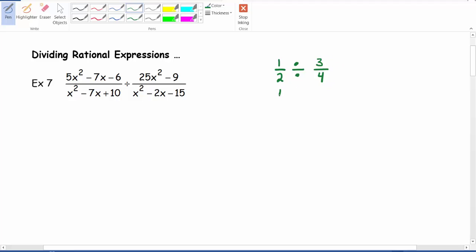From the past, we know that we would have the first one staying exactly the same, that 1/2, and we're going to go ahead and flip the second one. So it actually becomes 4/3, and instead of a division symbol, we change the sign to a multiplication. And then we just simplify things from here, like 2 goes into 4 two times. So it eventually comes out to be 2/3 for this side example.